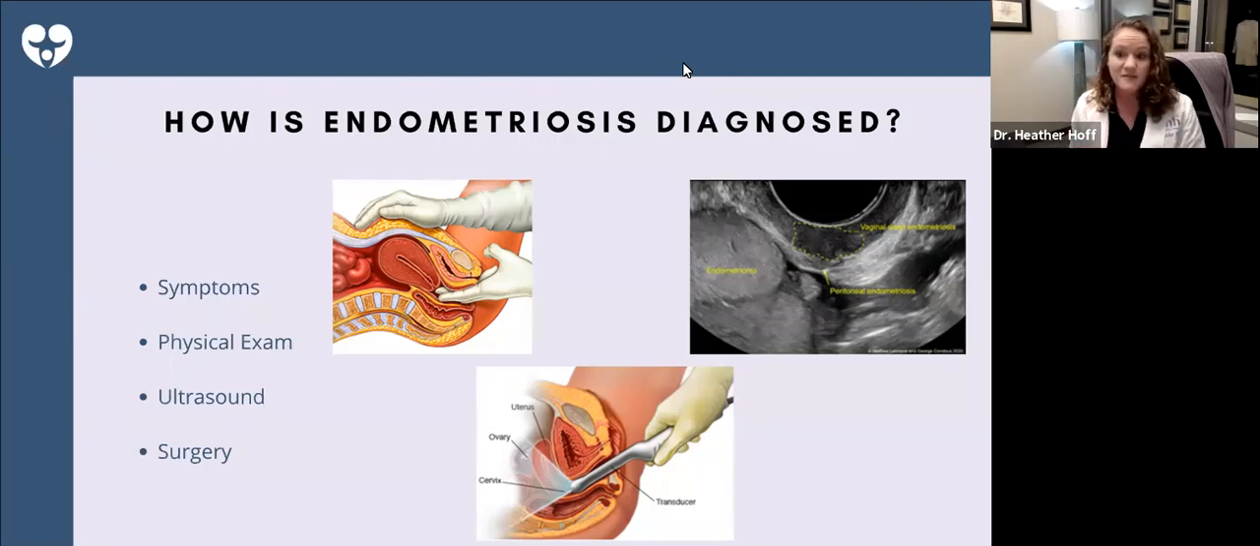Often the pelvic exam then is followed by an ultrasound. So a transvaginal ultrasound is often performed. A transducer is placed in the vagina, and high energy sound waves are used to display images of the internal organs. So the uterus, the ovaries.